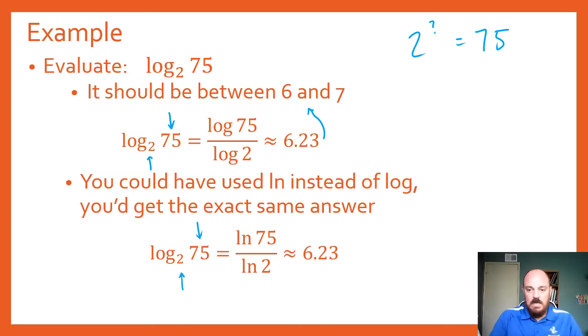You can't mix them up. You can't do log of 75 divided by natural log of 2. That wouldn't work. Pick one and go with it. But either one should work. So if you do change of base and you change to either log or natural log, then you can use your calculator to now approximate any log. Okay, so that was change of base.